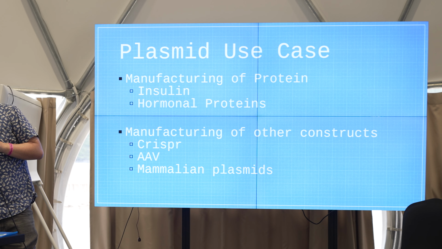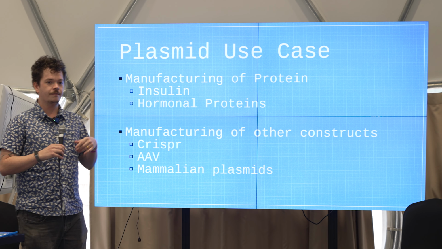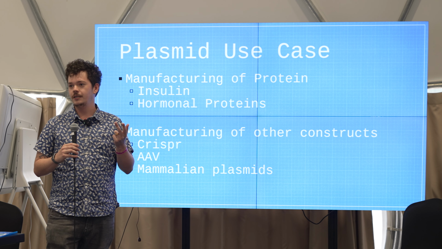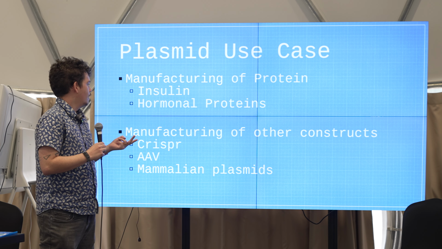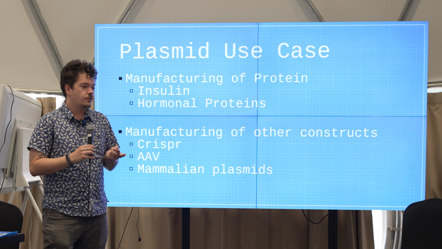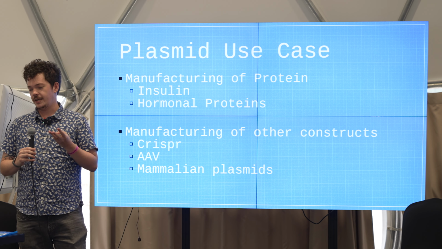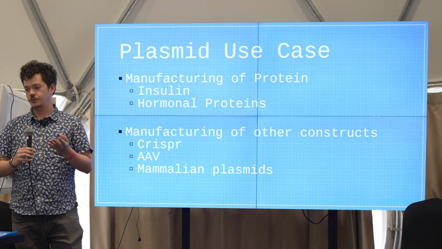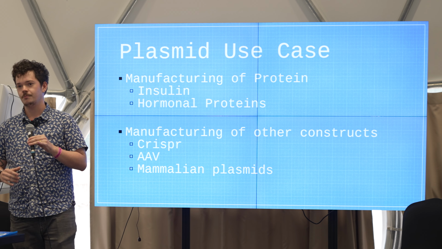So, like I said, plasmid use cases, you can get E. coli to make yourself insulin. You can make them, I don't know, anyone into bodybuilding, HGH, this kind of hormonal stuff. You can also use it to manufacture other components, such as CRISPR. You can have them make AAV viruses for cells. You can have them make mammalian plasmids. Essentially, anything you can think of, it almost all starts at the plasmid level.